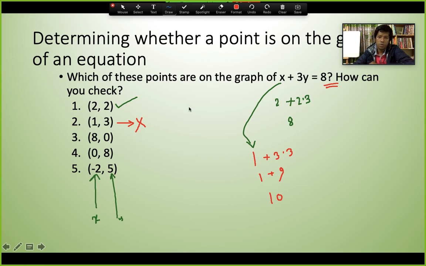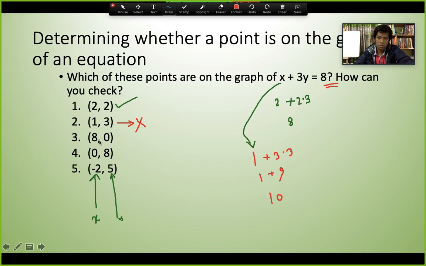This point will not be on the graph, or this is not a solution of this equation. We can say that also. Similarly, you can check the others. The main trick is the same. If you get the same value on the left hand side and right hand side, then it is a solution.